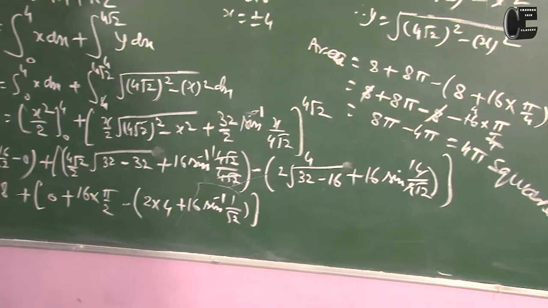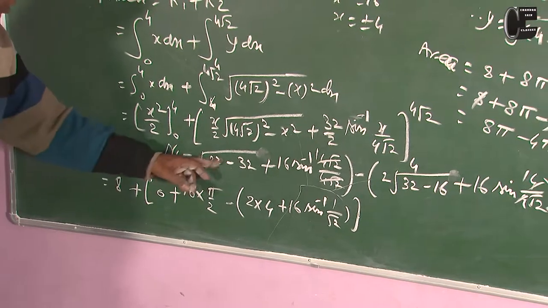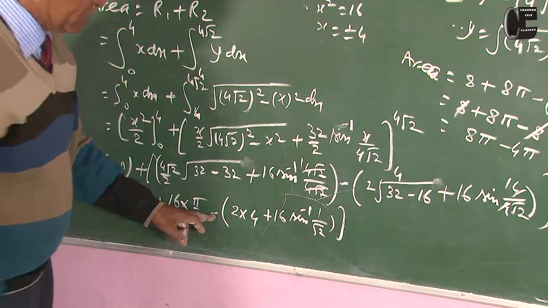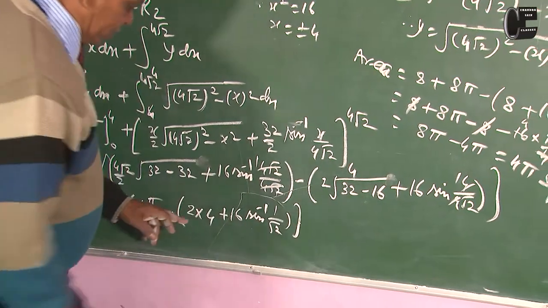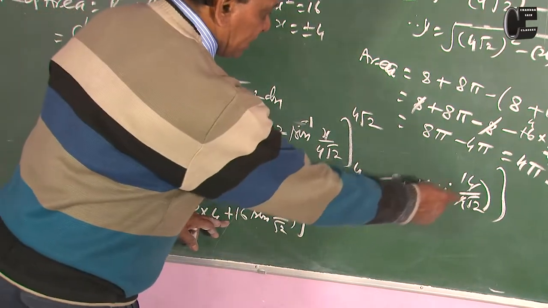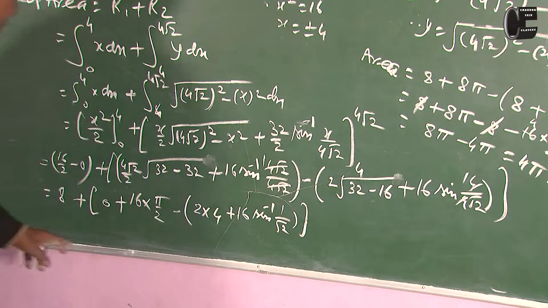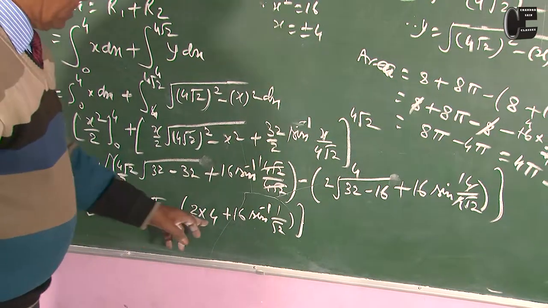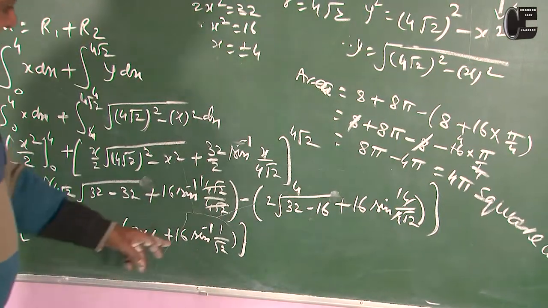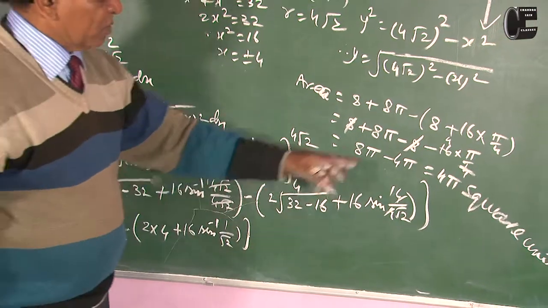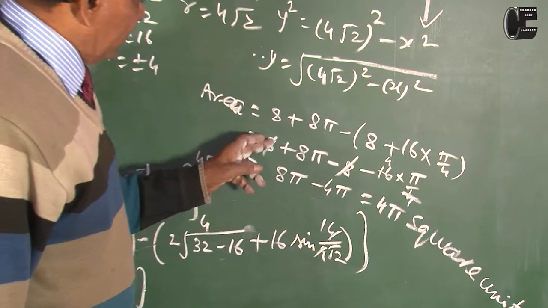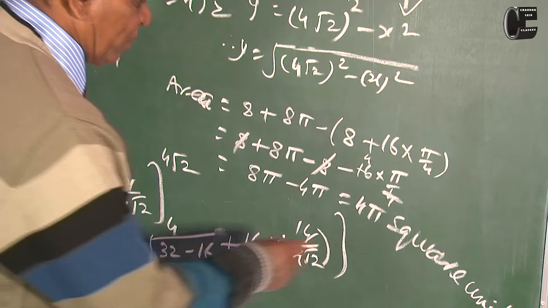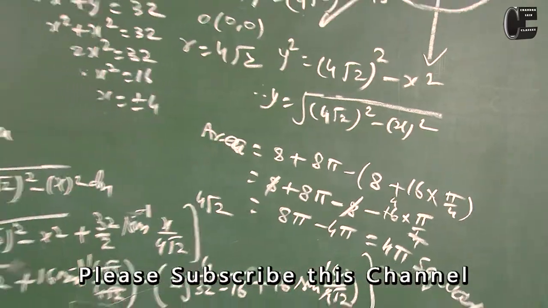Sine was, yes, this is 8, this is 0, and this is 16, and pi by 2 minus the lower limit, 2 into 4 plus 16 sine was 1 by root 2. Yes, 8 plus 8 pi and minus 8, and for this put pi by 4, 4 pi, this will be cancelled. 8 pi minus 4 pi, this is 4 pi. Therefore, this is our answer.